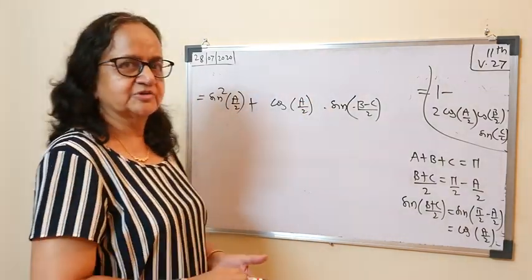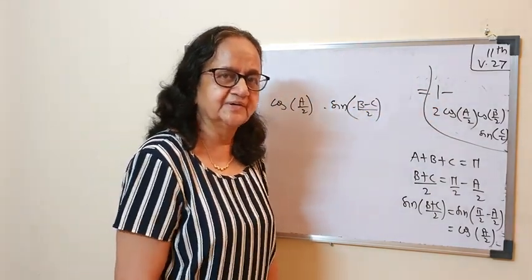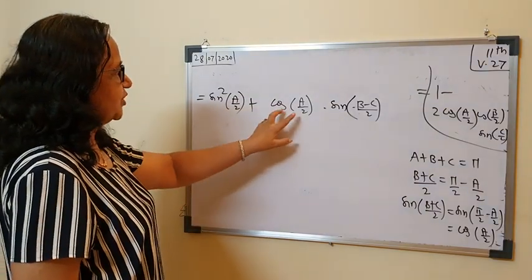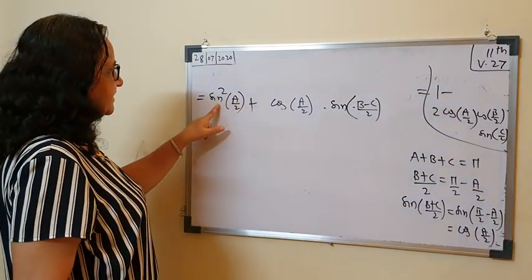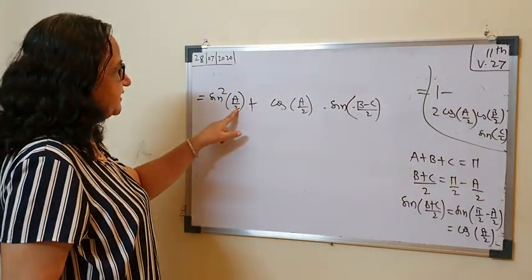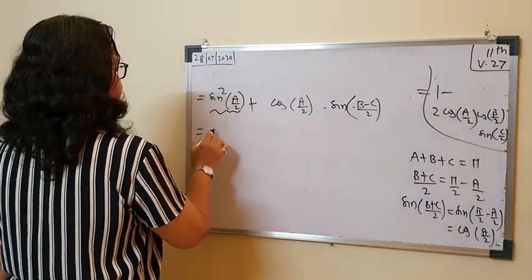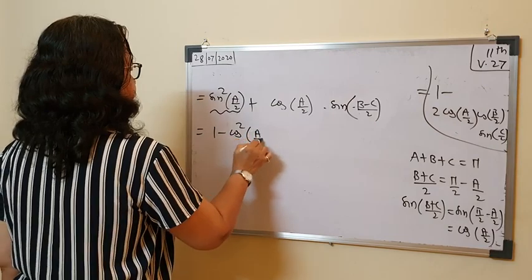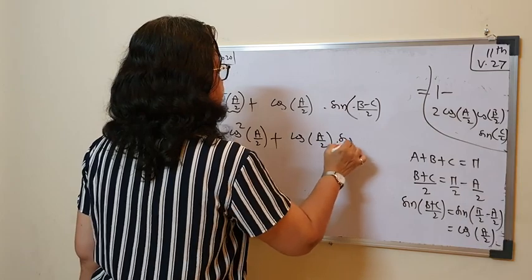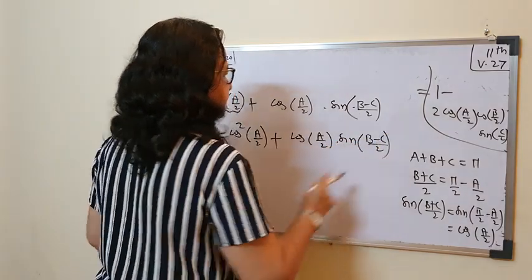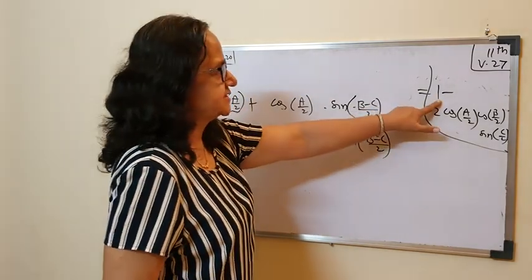All this time that thought was going in my mind, where is this 1 going to come from? Because we have not got 1 anywhere so far. And the answer is here. Because now cos a by 2 I have got, which I need in the final answer also. But there is no cos a by 2 here right now. So sin square theta, how do you write? 1 minus cos square theta. So this sin square a by 2, I will write 1 minus cos square a by 2, plus this term as it is, cos a by 2 into sin (b minus c) by 2. So this 1 which I wanted in the final answer, now I got it.